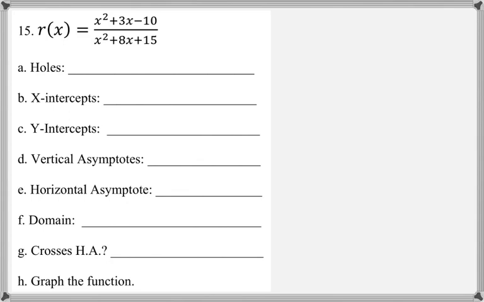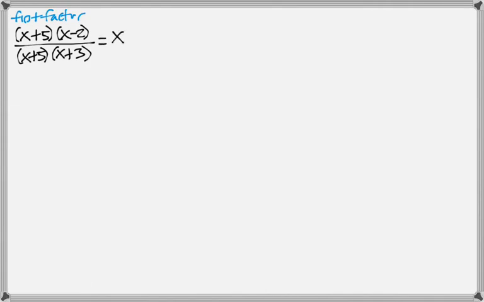So my first step is to factor. So I want to first factor. So if I do that, then I'm going to get x plus 5, x minus 2, and x plus 5, x plus 3. So the x plus 5's cancel, and I have x minus 2 and x plus 3.